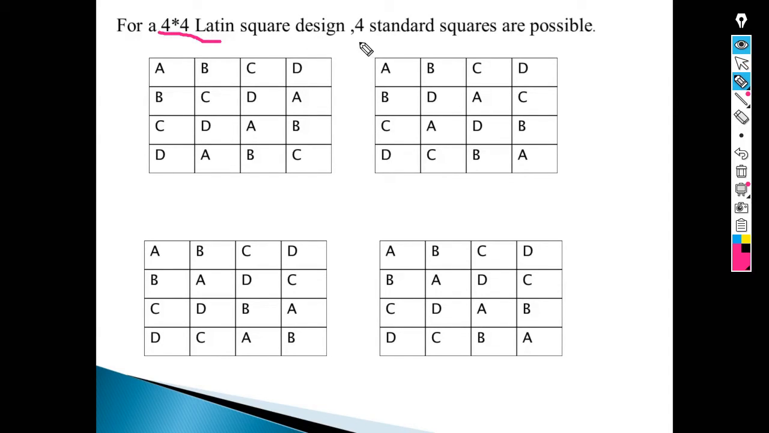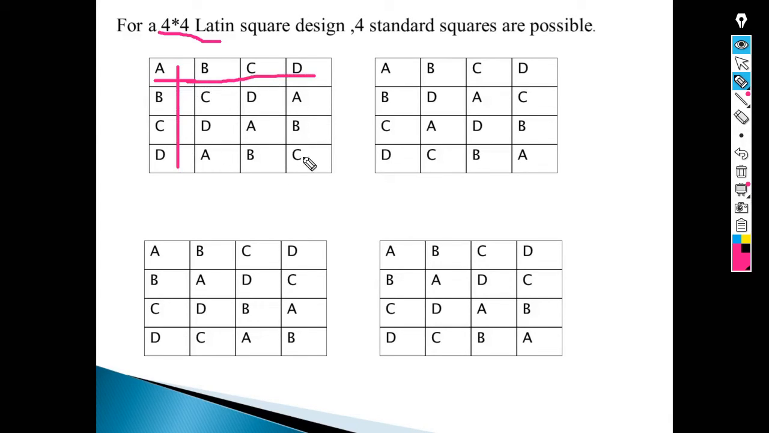So here we get 4 standard squares. In the first square, we assign our 4 treatments, that is A, B, C, D, alphabetically to the first row, and here also we assign our 4 treatments A, B, C, D alphabetically into the first column. So in this way this is our standard Latin square.